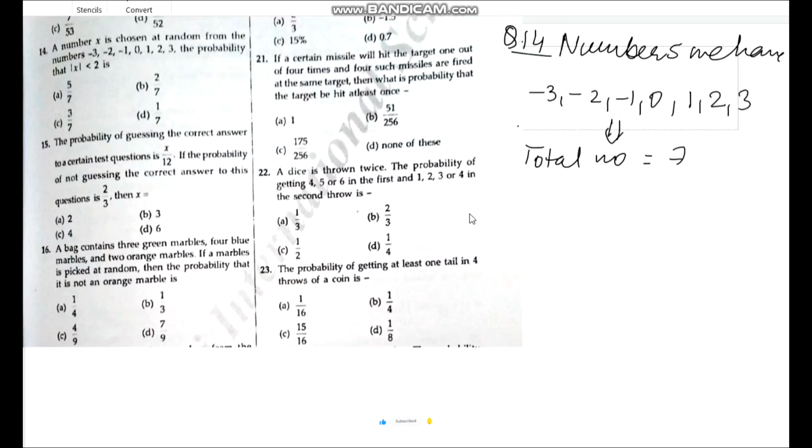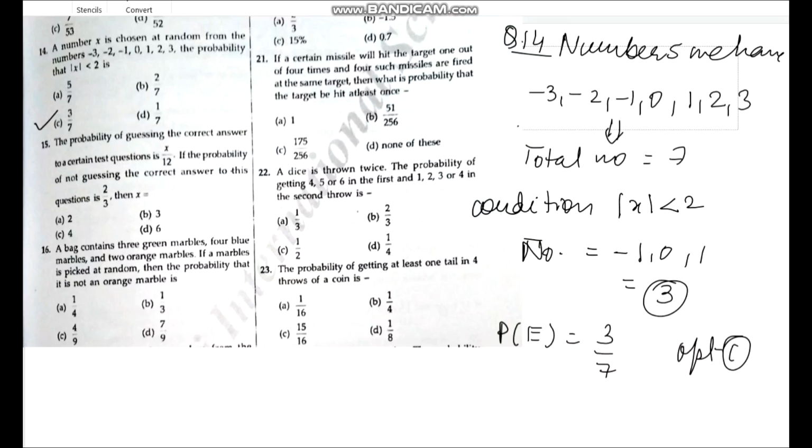But my condition is mod of x less than 2, which means I can take minus 1 also and plus 1 also. So the numbers will be minus 1, 0 and 1. So the total number is 3, right? So my probability of that event will be 3 by 7, option C. Okay, 3 by 7 is option C.